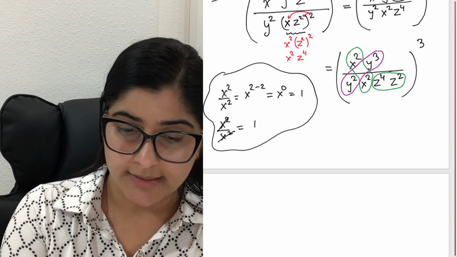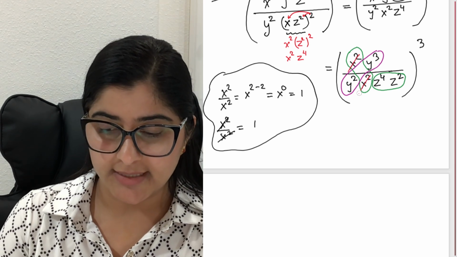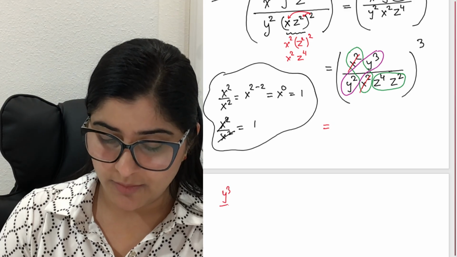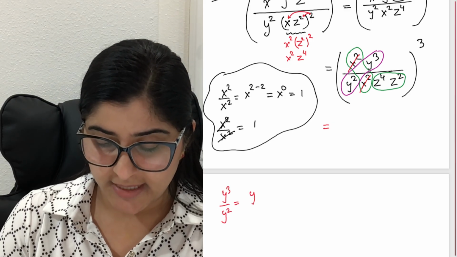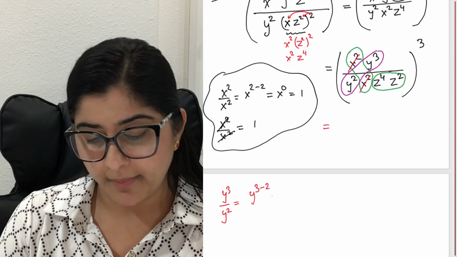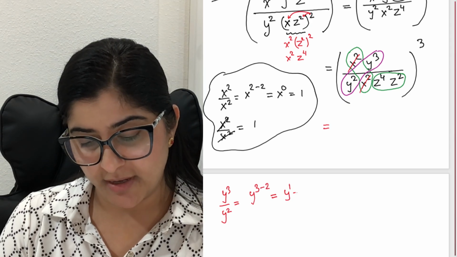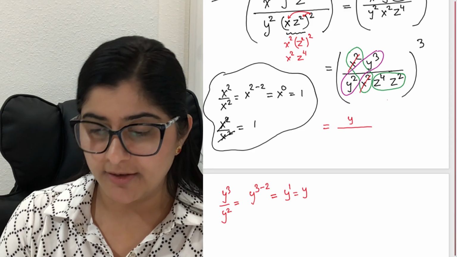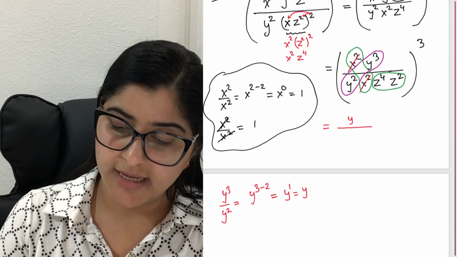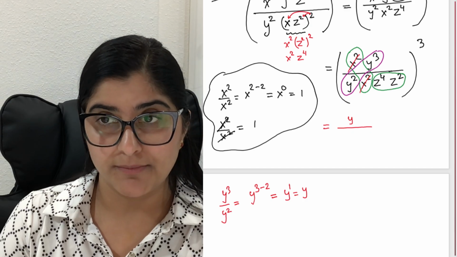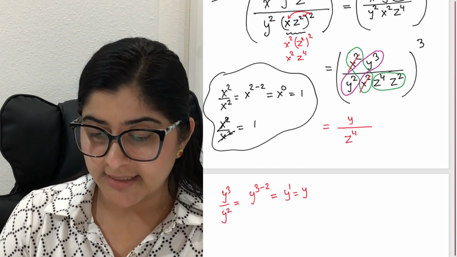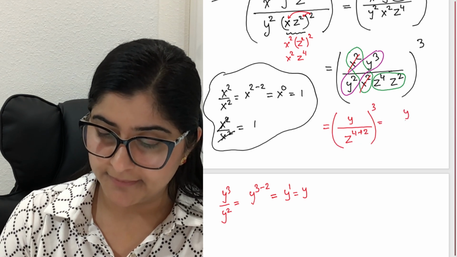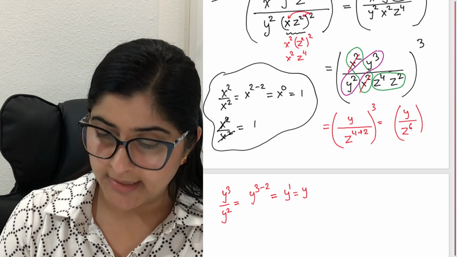So what do we get here? Let me use the red pen. x squared and x squared will cancel each other, and y cubed over y squared, we subtract their exponents, we get y to the power 1, that is just y. So in the numerator we have just y, and in the denominator we are multiplying two exponential expressions with the same base, these. So we add their exponents. And there is a third power of everything.